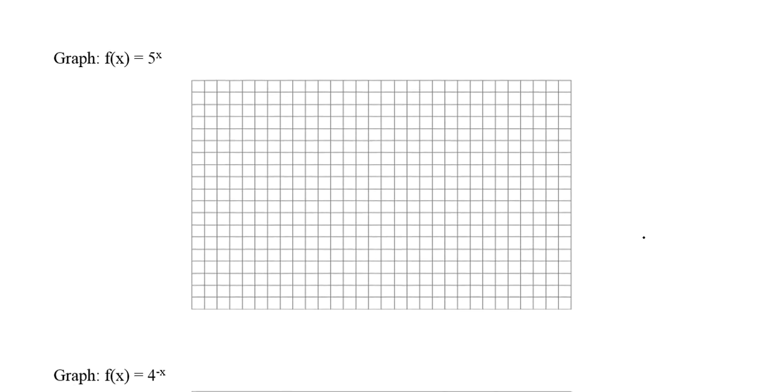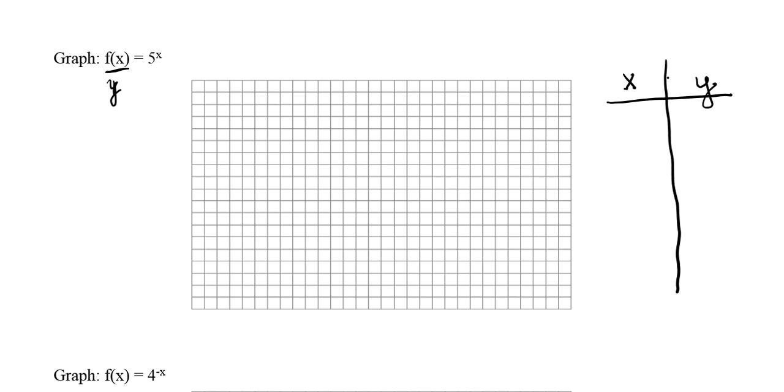The next thing we're going to do is we're going to graph these. You're used to graphing linear equations, equations that make a line. You've even done some quadratic equations, that was the cup or the U shape, and exponential functions have their own unique shape. So what we're going to do is we're going to start with a t-table. F of x, this is the same as y. It's interchangeable with that.